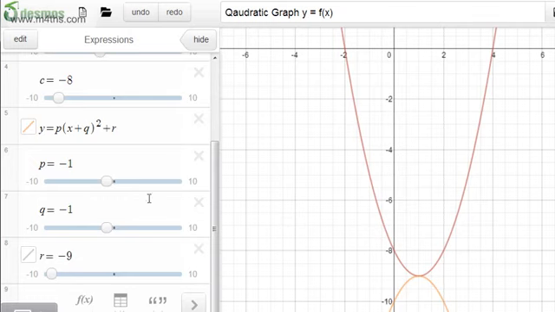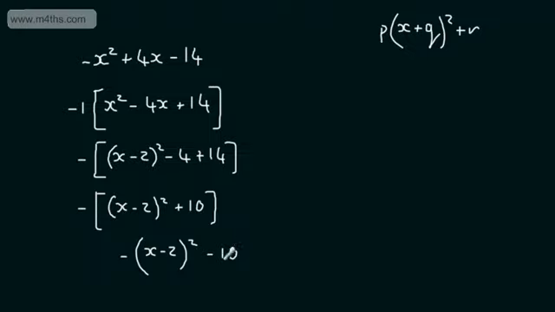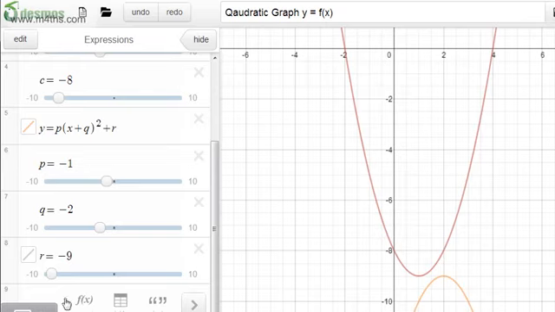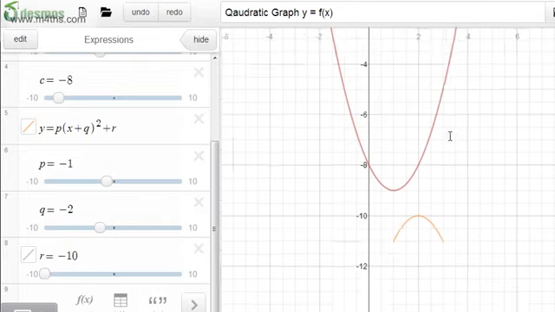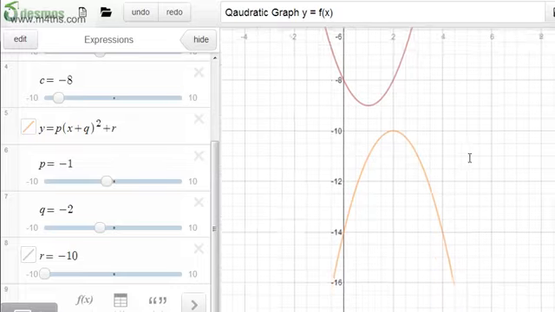So let's get minus 2. And then finally we've got the value of r to be minus 10. So let's put minus 10 on. There we go. Okay, now let's have a look at this graph here. This is what we end up with.